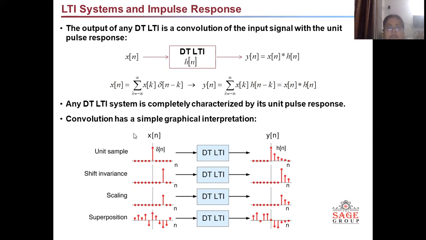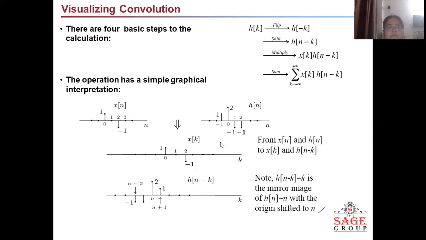With the help of a graphical interpretation, we have represented the different properties of the signal for the discrete time linear time invariant system. So this is a unit sample, and this is y[n], which represents the impulse response of the system. This represents the shift invariance property, this is the scaling property, and this is the superposition property.